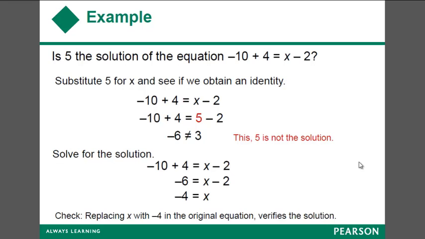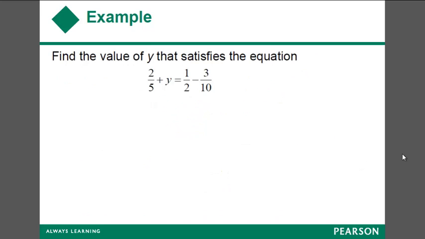Let's look at one with a fraction. I know how we all love fractions. So let's look at this one. I have 2/5 plus y is equal to 1/2 minus 3/10. Well, I need to look at my fractions and first of all get a common denominator, because I can't do anything else until I get common denominators. So between 5, 2, and 10, what would my common denominator be? My LCD is going to be 10.